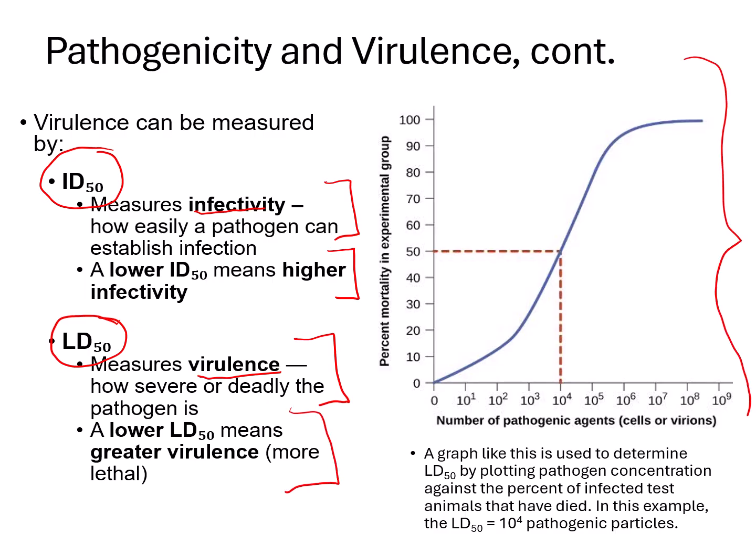Here we have a graph from the book where the x-axis is the number of pathogenic agents. That could be cells or virions or toxins. And on the y-axis, we're looking at percent death rate. It looks like in this particular case, you need 10 to the fourth, 10,000 particles to cause 50% death in that group.